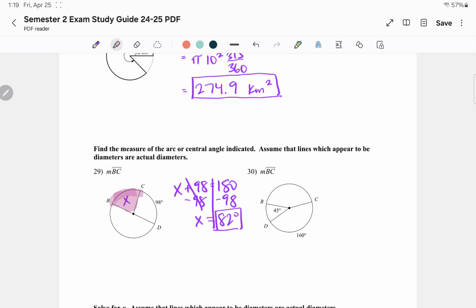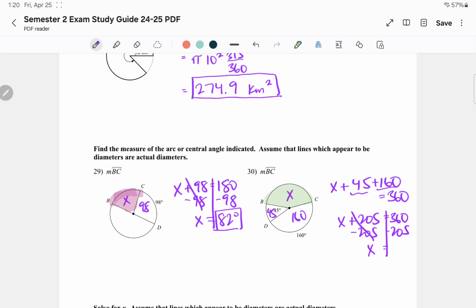All right, same thing for number 30. When I say same thing, I mean, let's highlight our missing piece first. Okay, and let's label it x. And now this missing piece plus this piece of 45 plus this whole piece of 160, right? See how over here, this was 98, this was blank. This is x, this is 45, this is 160. It's giving us the whole circle, the whole pie, okay? So it's going to be x plus 45 plus 160 is equal to 360 this time, okay? And then 45 plus 160, when we combine like terms, that's 205. And then we can subtract from 360. So that is going to be 155 degrees.